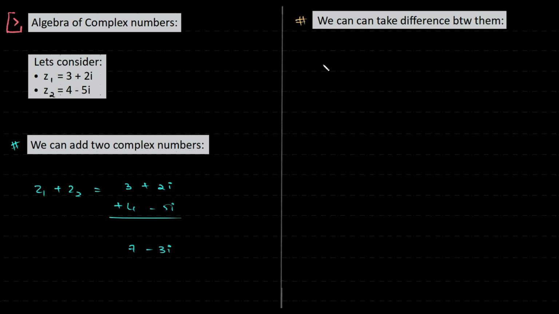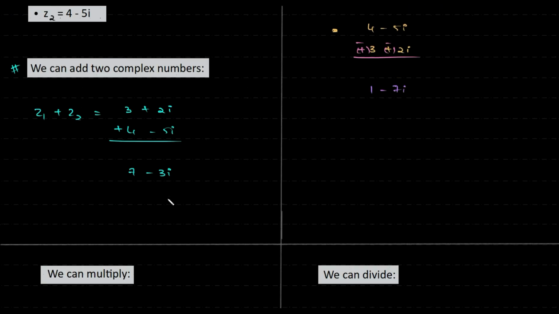We can take the difference as well. Say z2 minus z1. So for example, over here, z2 is 4 minus 5i. Then we have 3 plus 2i. So here, since we are taking the difference, this will flip. And so we have over here 1 and minus 7. Quite simple, right?